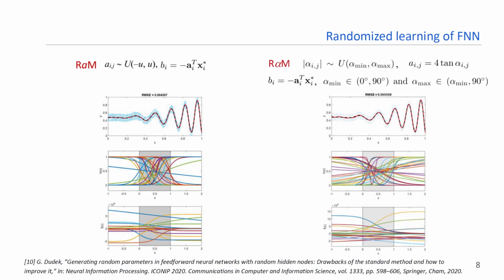An alternative method, R alpha M, generates sigmoids with uniformly distributed slope angles. This method first selects sigmoid slope angles randomly from an interval adjusted to the target function complexity, and then calculates the weights. Biases are determined in the same way as in RAM to introduce the sigmoids into the input hypercube.